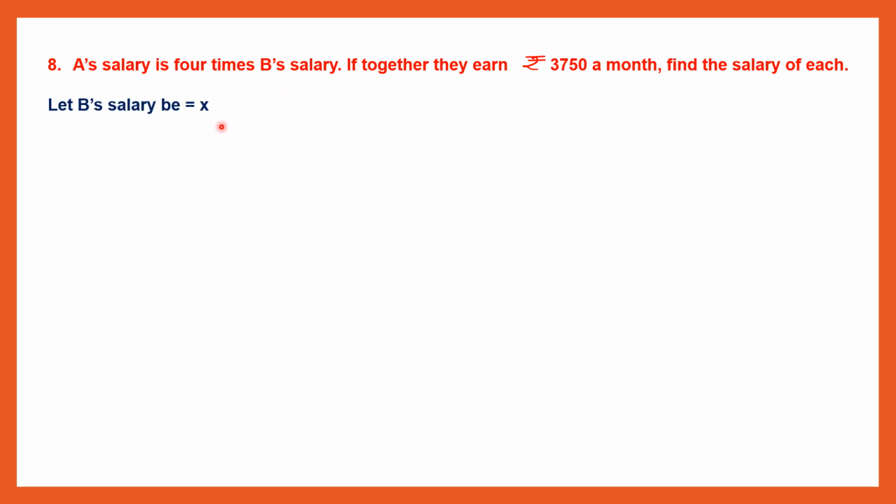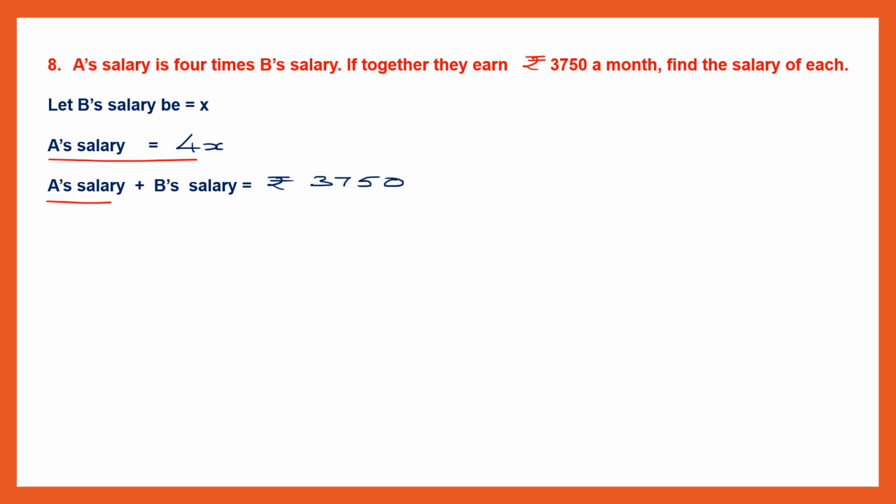So let's say let B's salary be x. That means A's salary is 4 times B's, that means 4x. And here we are told together they earn 3,750 per month. That means A's salary plus B's salary will be equal to 3,750. Now let's substitute for A's salary. A's salary we have written as 4x. So 4x plus B's salary, and B's salary is x. 4x plus x is equal to 3,750. Now 4x plus x is 5x. 5x is equal to 3,750.